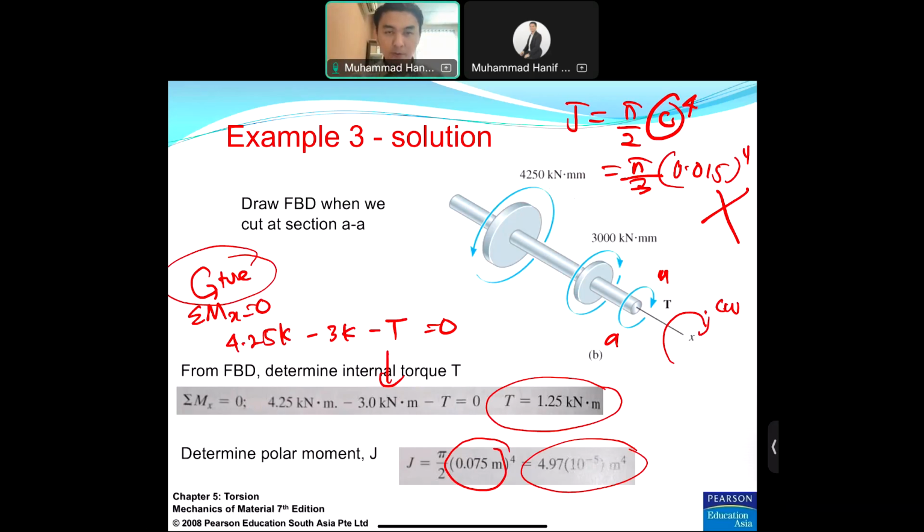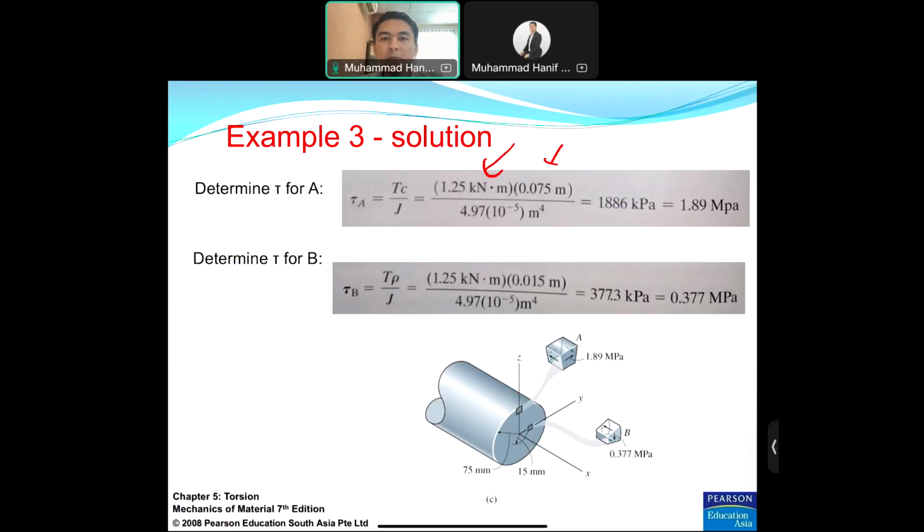Okay, back to this one. There are two shearing stresses that you have to find. The first one is now for A. You have T, you have J, you have C. So just substitute T, 1.25, and C equal to 0.075, and J is 4.97 times 10 to the power of negative 5. Again, I remind you to convert all the values into SI units: Newton meter, meter, and also meter. Don't put millimeter or micrometer and so on. Just put SI units.